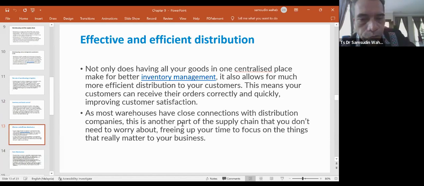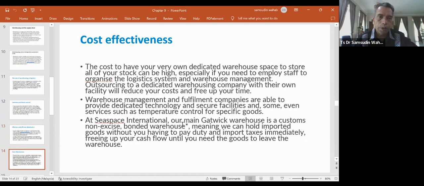As most warehouses have close connection with distribution companies, this is another part of the supply chain. Cost effectiveness. When we have a warehouse in the location, we can cut the delivery costs because we have a temporary location and storage before we receive another order from our new customer.